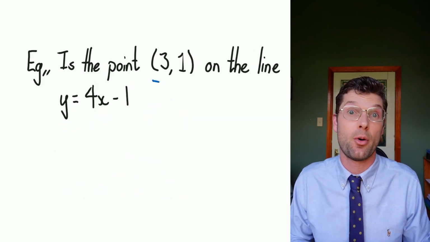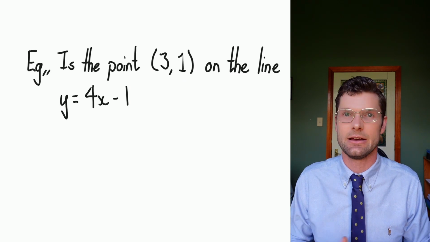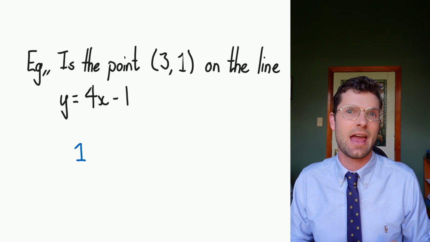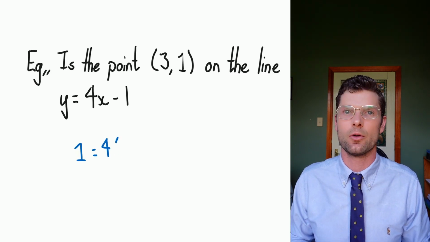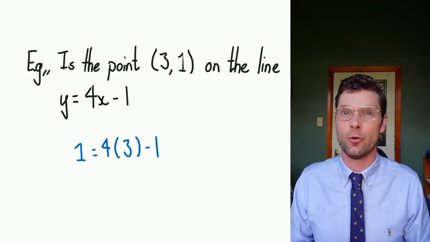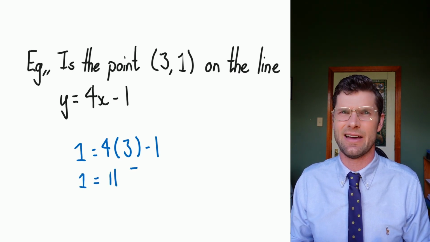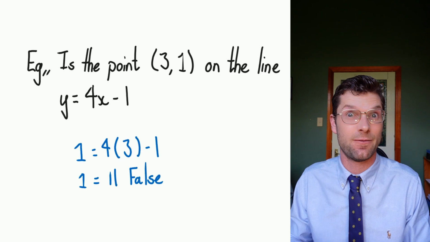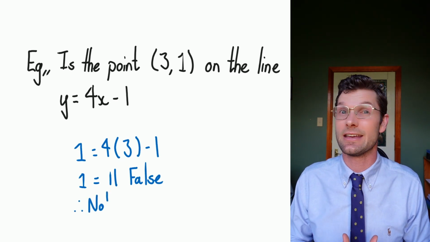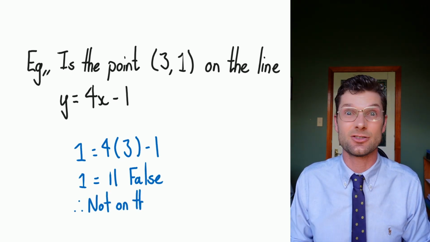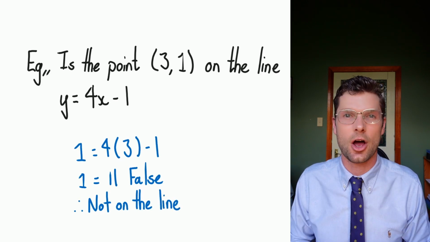So we want to know, is the point 3, 1 in this linear equation? So y is equal to 4x minus 1, and I'm going to sub my numbers in. X here is equal to 3, y is equal to 1. So 1 is equal to 4 times 3, which is 12, minus 1. 1 is equal to 11. That doesn't make any sense, that's false. So this point is definitely not on the line. And that's all it is. That skill is it for this whole topic.